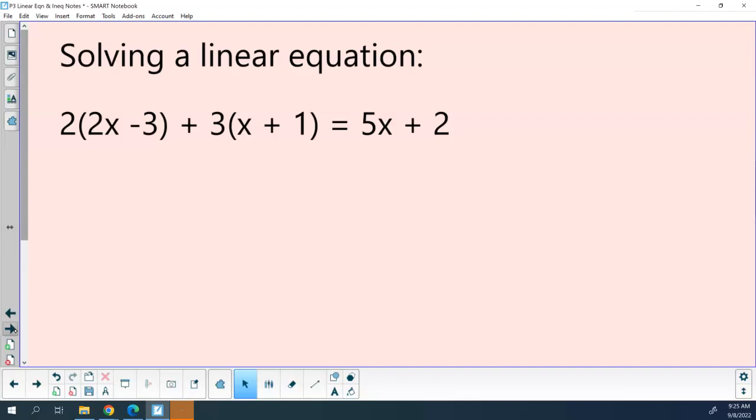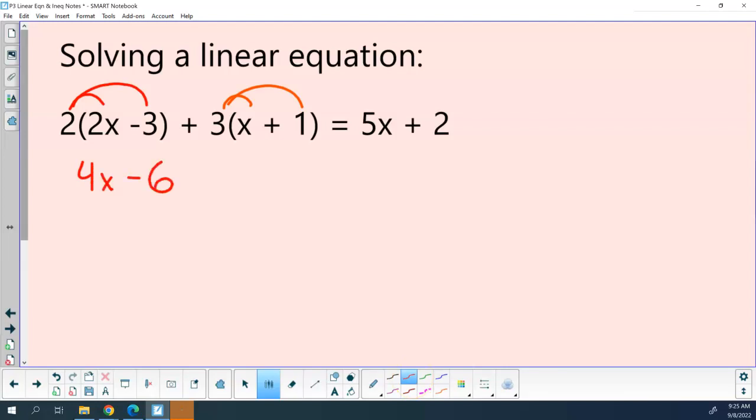Somebody, I don't care who, somebody tell me, what do I do first? So I distribute the 2 into the 2x minus 3. Can I do anything else at the same time? Distribute the 3 into the x plus 1. Now you'll find that I color code all of my stuff. Okay? So 2 times the quantity 2x minus 3 is 4x minus 6, correct? 3 times the quantity x plus 1 is 3x plus 3.